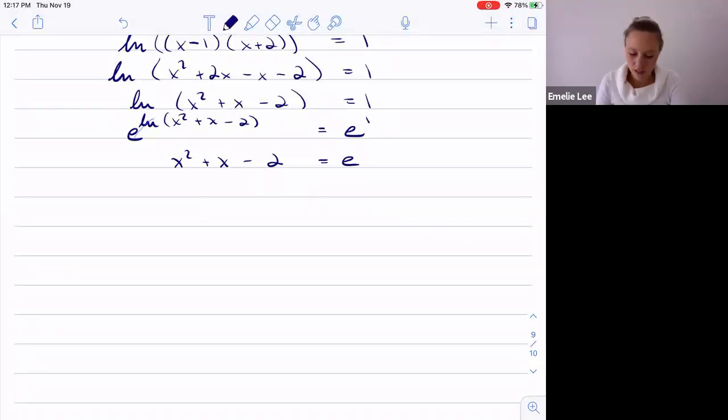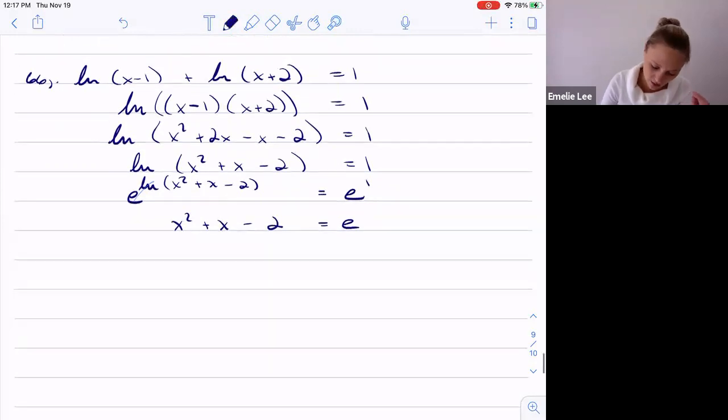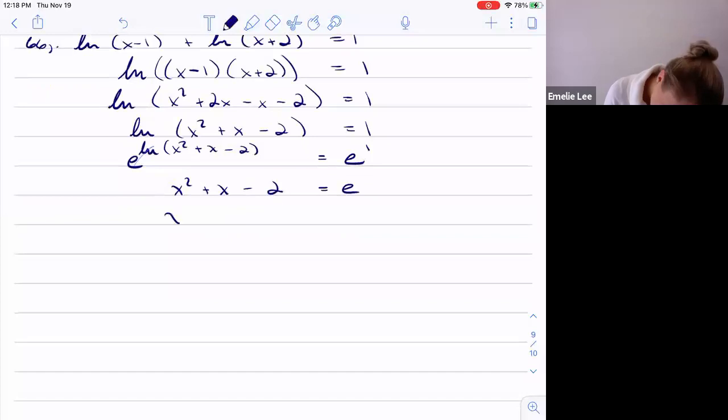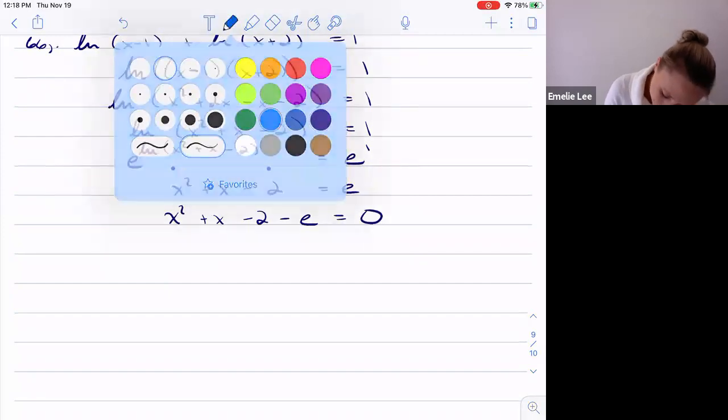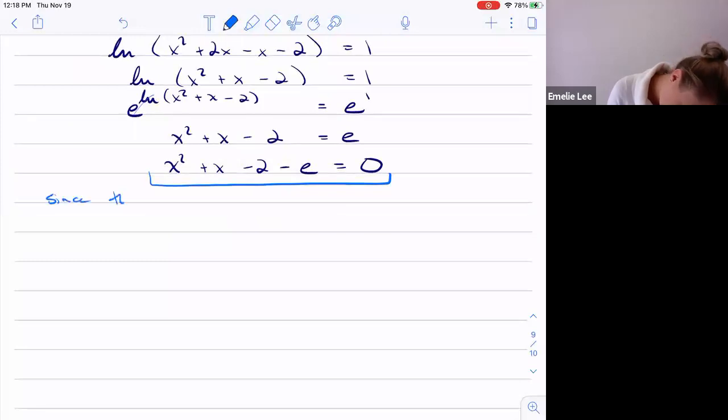Remembering that e is just a number, it gets a little bit messy. But I can subtract e from both sides, because remember the whole goal is to solve for x, right? So what can x be here? If I subtract e from both sides, I get a quadratic set equal to 0. X squared plus x minus 2 minus e is equal to 0. This is a, so since this is a, you know what?